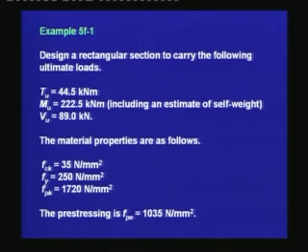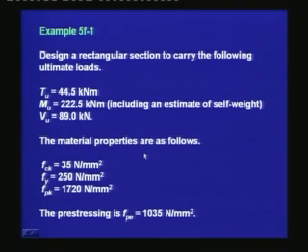Let us understand the design procedure with the help of an example. Design a rectangular section to carry the following ultimate loads. Tu is equal to 44.5 kilonewton meters, Mu is equal to 222.5 kilonewton meters, including an estimate of self-weight. Note that here the value of Tu is substantially smaller than Mu. The flexural shear Vu is equal to 89 kilonewtons.